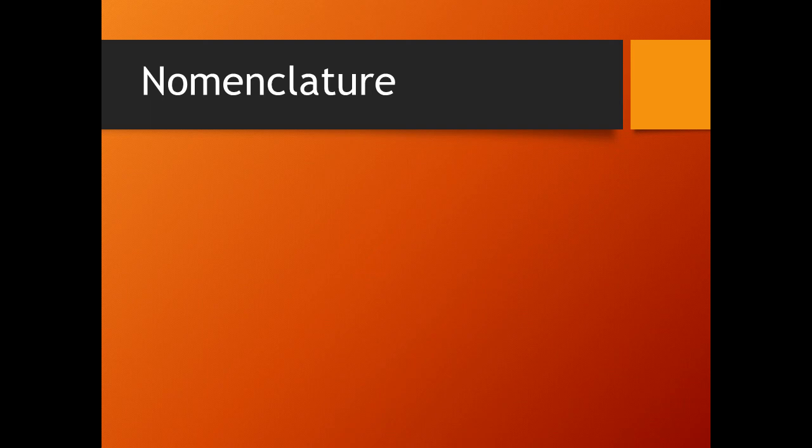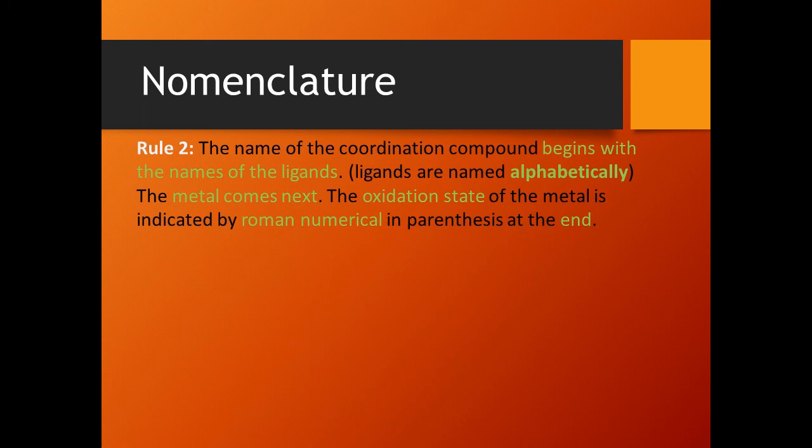Now we are moving into the second part of this lecture. In this part, we are going to see about Rule 2 and Rule 3. Rule 2 states that the name of a coordination compound begins with the name of the ligands.